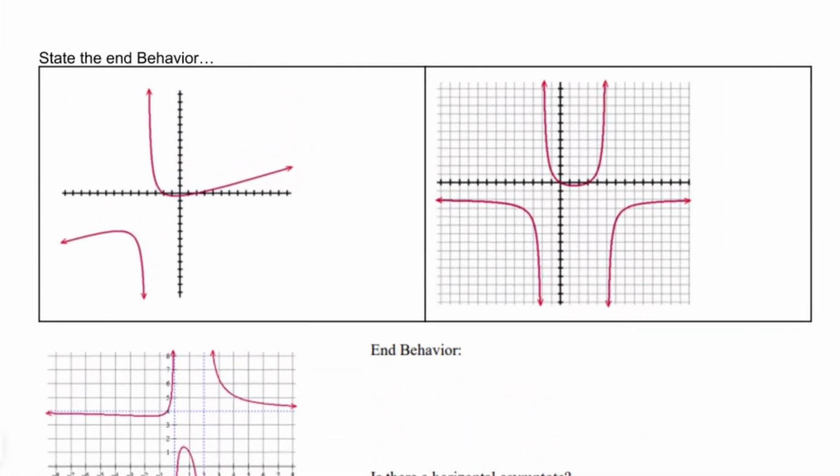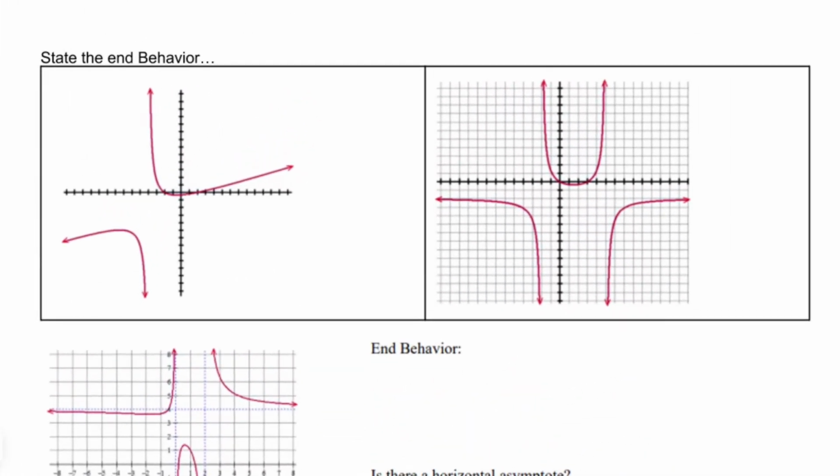Now, end behavior. When we state end behavior, we are stating it in limit notation. We know from polynomial functions that if things go up and to the right, the limit as x approaches infinity goes to positive infinity. So what we're seeing here is we have the limit as x approaches negative infinity and the limit as x approaches positive infinity. Let's call this f of x. Let's give it a name.